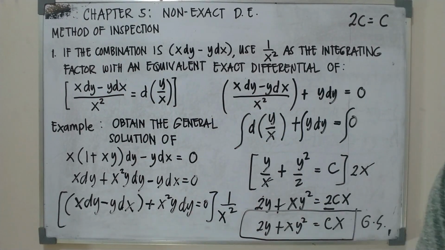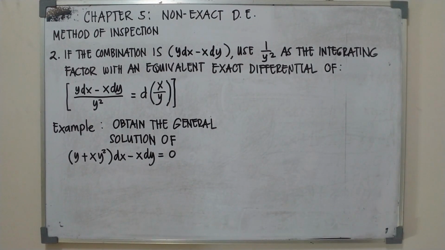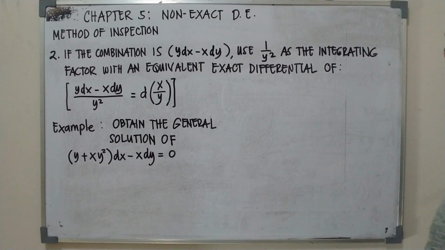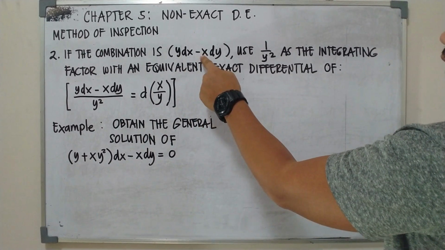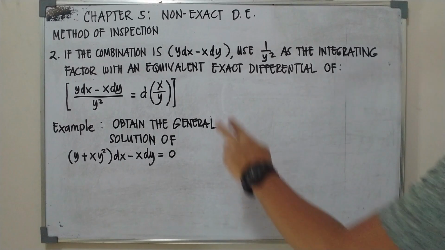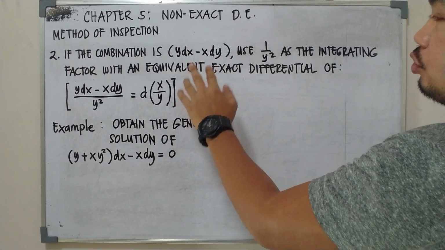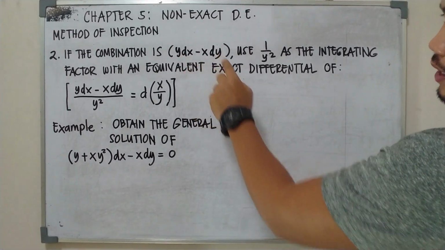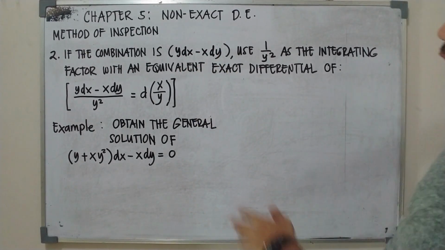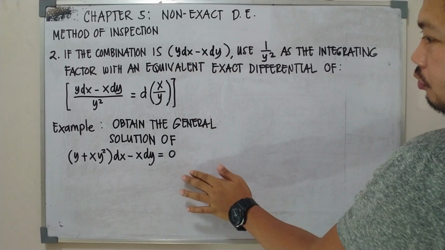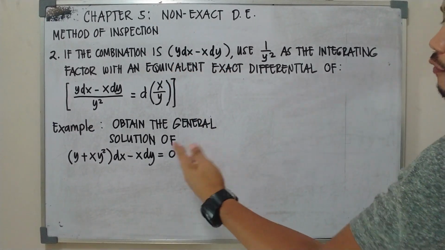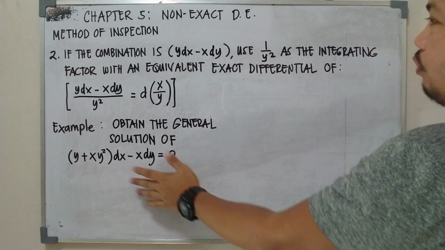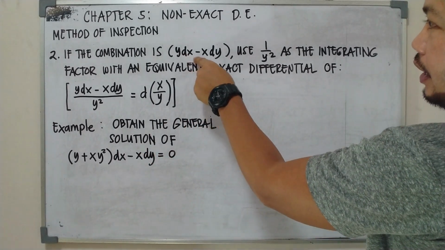I will proceed dun sa ating combination 2. Let us proceed dito sa ating second combination. We have here the combination of y dx minus x dy. So, ang pagkakaiba nitong combination 2 sa combination 1, pinagpalit mo lang naman yung position ng y dx saka x dy. Okay?